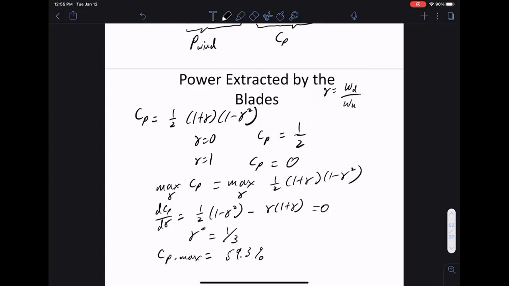Okay, so this is called the Betz limit. And this was basically how Betz made the calculation. He was interested in how much power you can convert, and you get 59.3%.